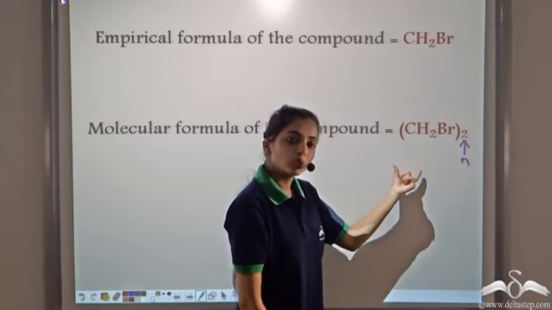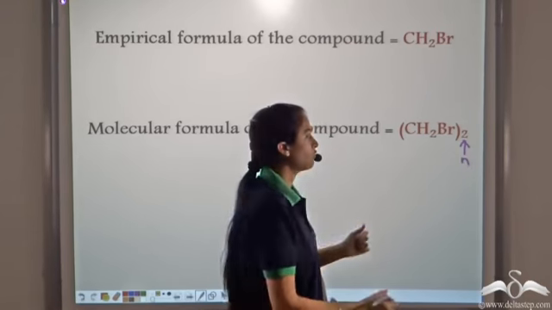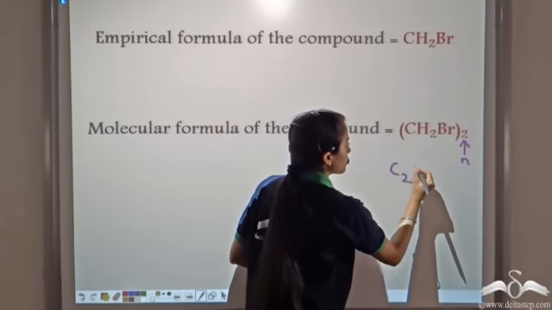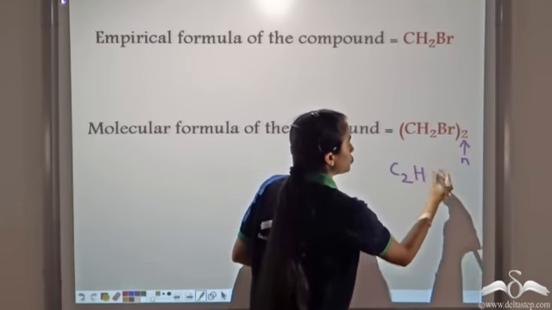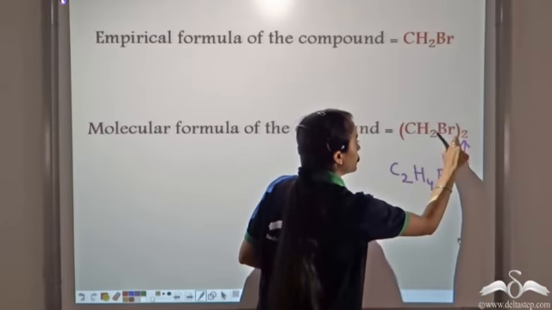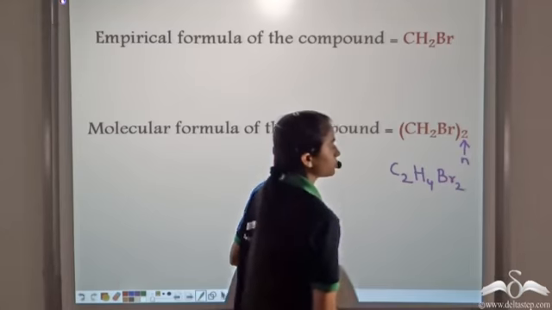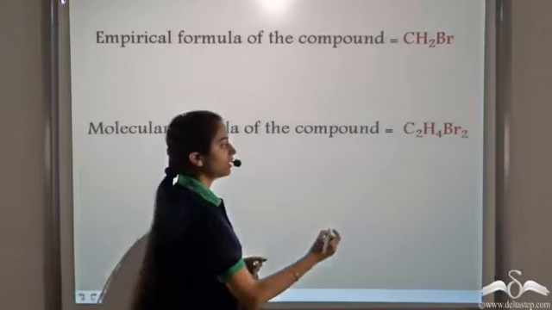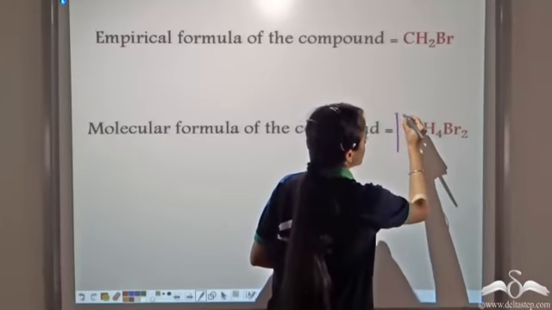So now our actual formula or our molecular formula becomes 2 into 1, C2, 2 into 2, 4, H4, and 1 into 2, 2, Br2. So this becomes our actual formula or our molecular formula.